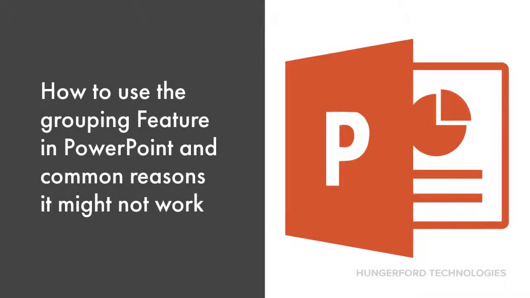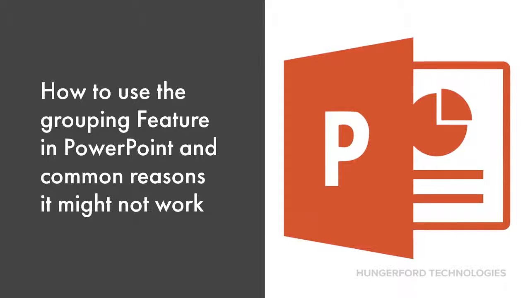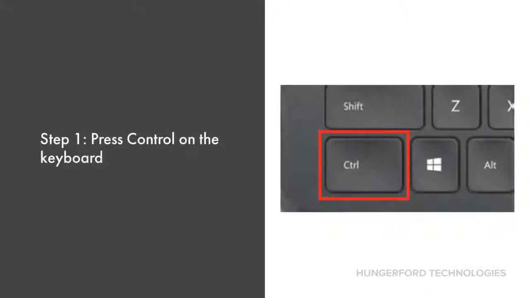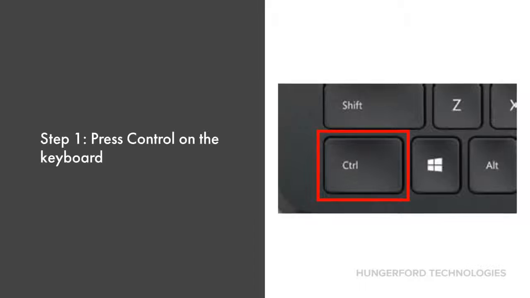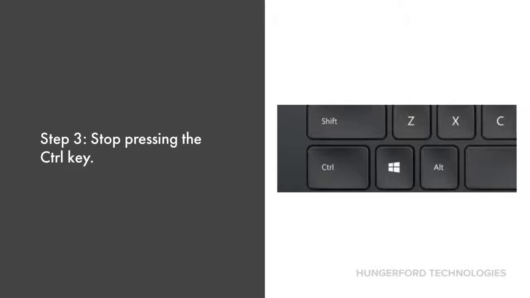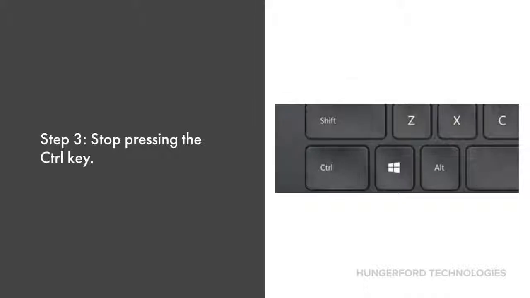In this video, we will go over how to use the grouping feature in PowerPoint and common reasons it might not work. Step 1. Press Ctrl on the keyboard. Step 2. While holding down the Ctrl key, click the objects you would like to group. Step 3. Stop pressing the Ctrl key.